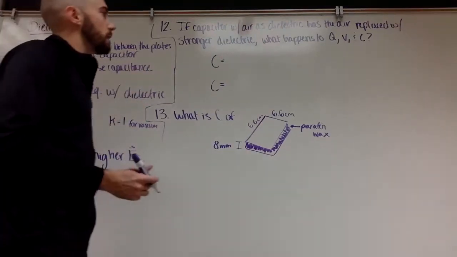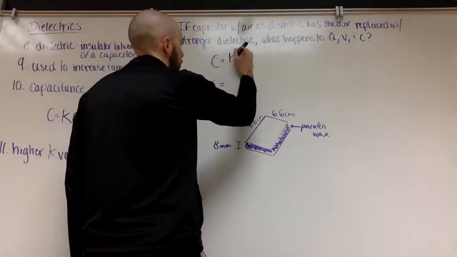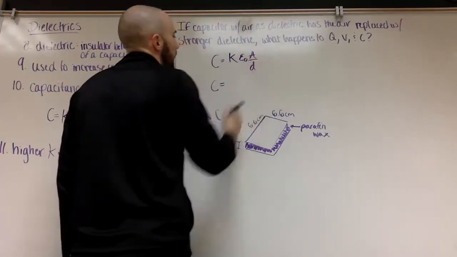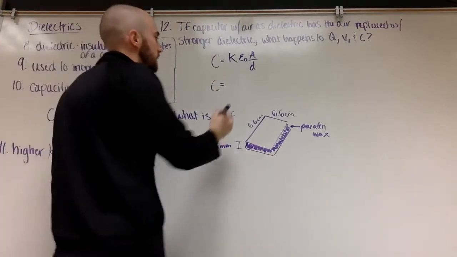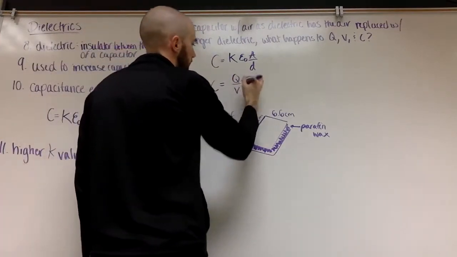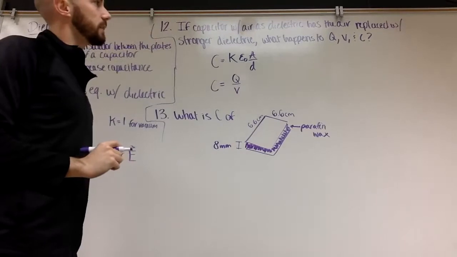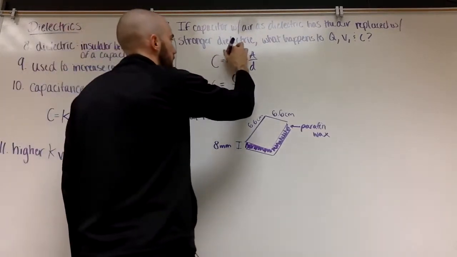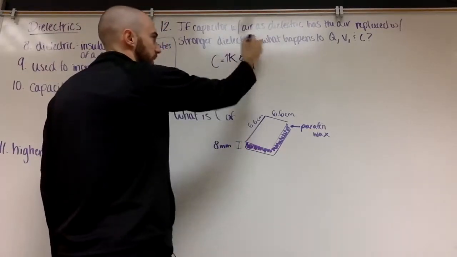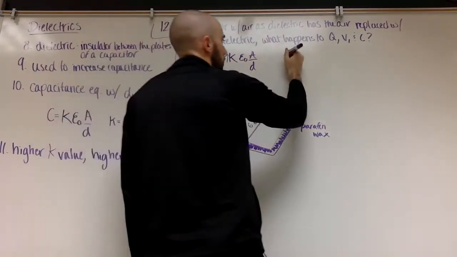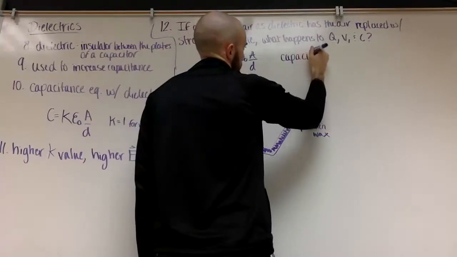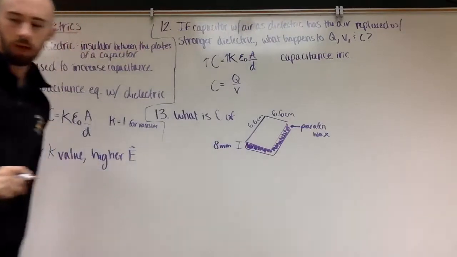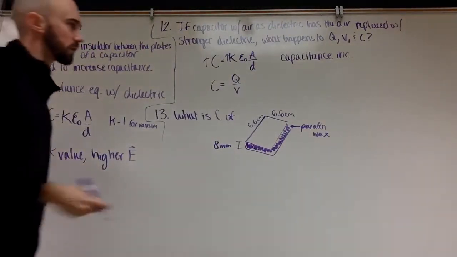Well, let's write our two equations that we know for capacitance. Here's our normal capacitance one we just got over there: C equals K epsilon naught A over D, and C equals Q over V. So let's take a look and see what happens. If I increase my K value, what happens to C? These all stay constant. That means C has to go up. So capacitance increases.